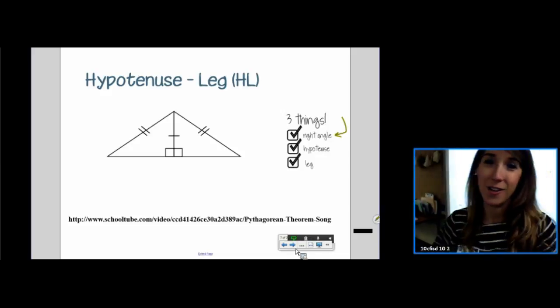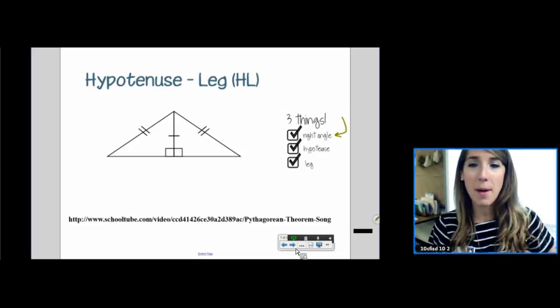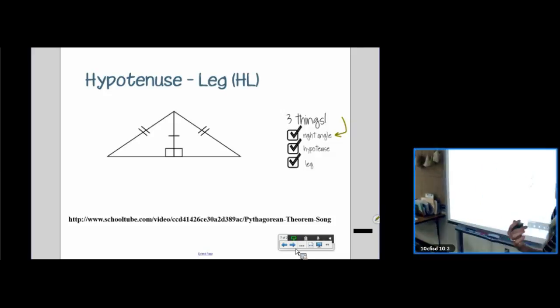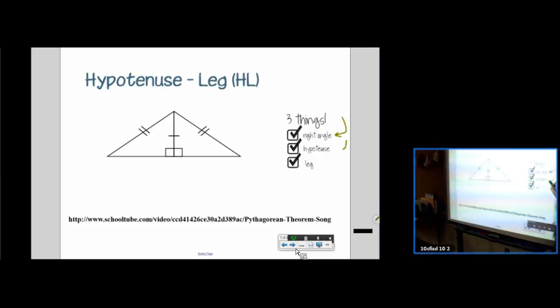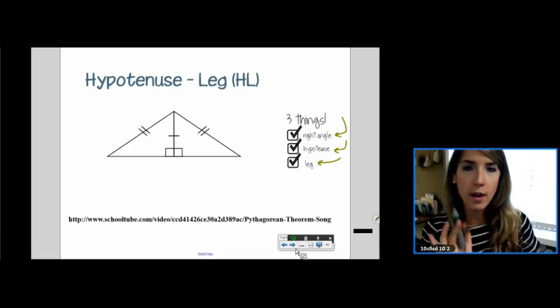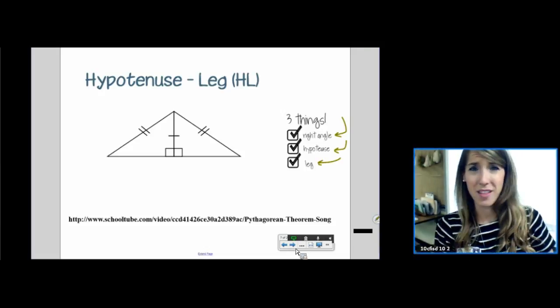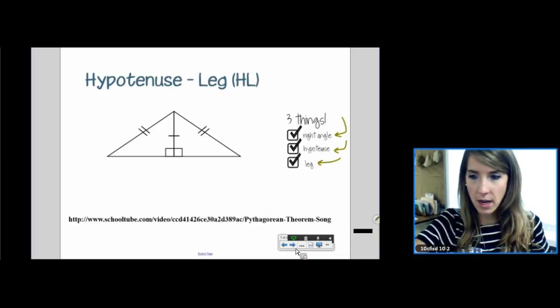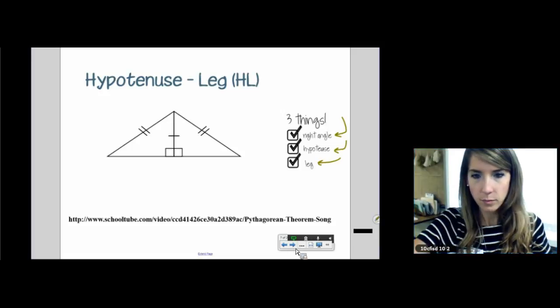You can write this down if you want to, or kind of self-explanatory. You need a right angle. Don't try to accidentally use hypotenuse leg without 2 right angles. That's the first step. It has to be a right triangle. Then you need tick marks on the hypotenuse, and then you need tick marks on just one of the legs. Not both of the legs, because that would be side, side, side. So you need a right angle, tick marks on hypotenuse, tick mark on leg.